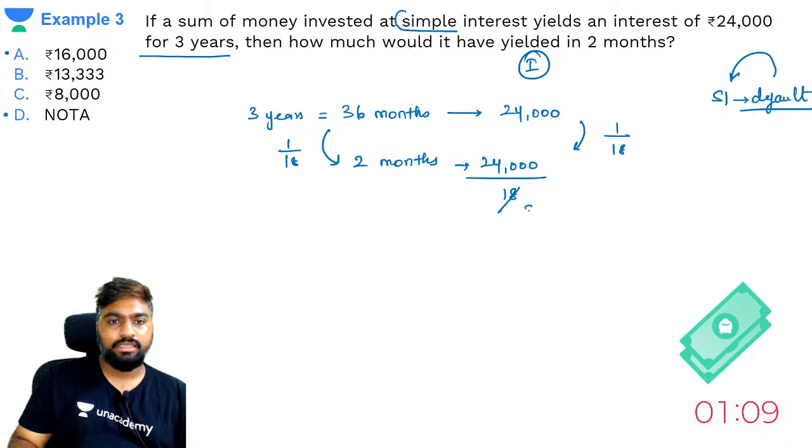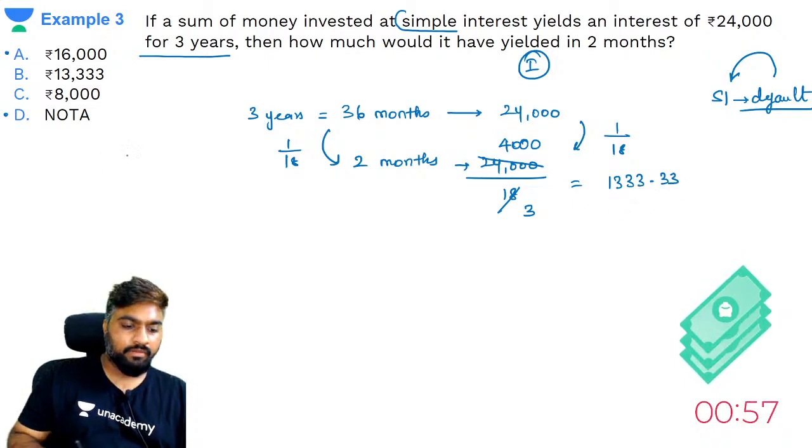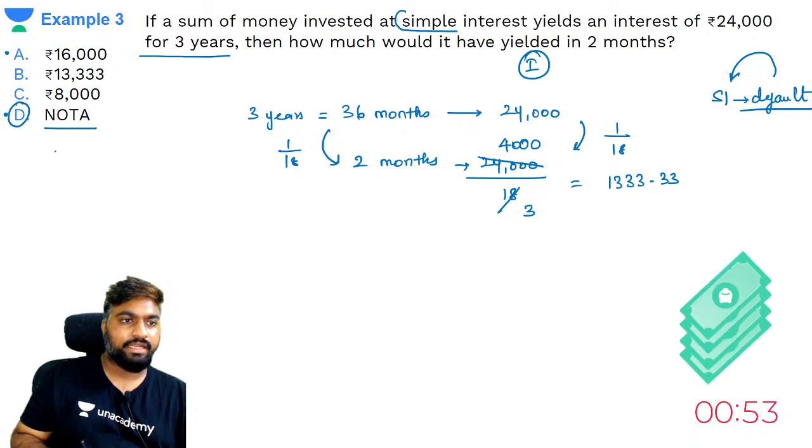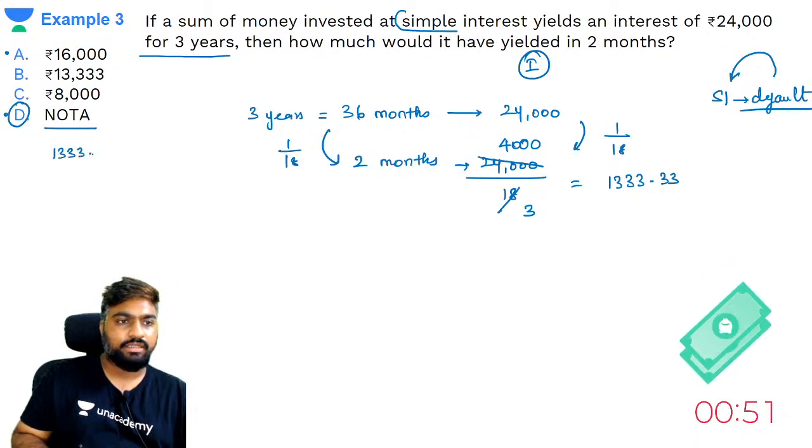Yeah, this is what? 6 3 times. This is 6 4,000 times. So 4,000 by 3 is how much? 1,333.33. Correct. So what is your actual answer? None of the above is the right answer, which is 1,333.33 rupees. Got it?